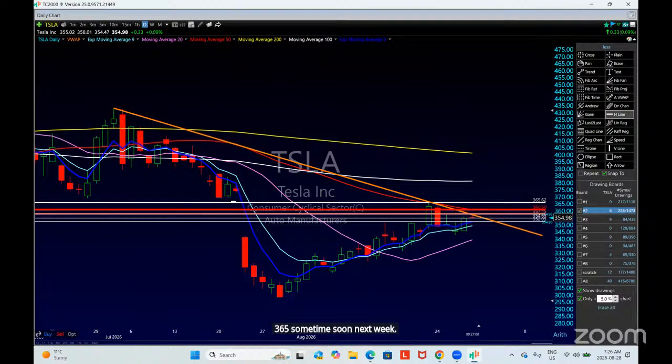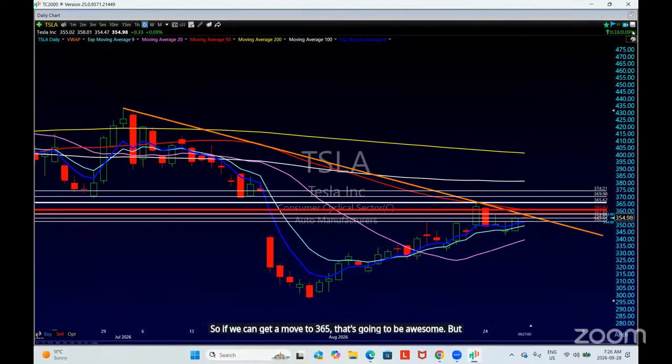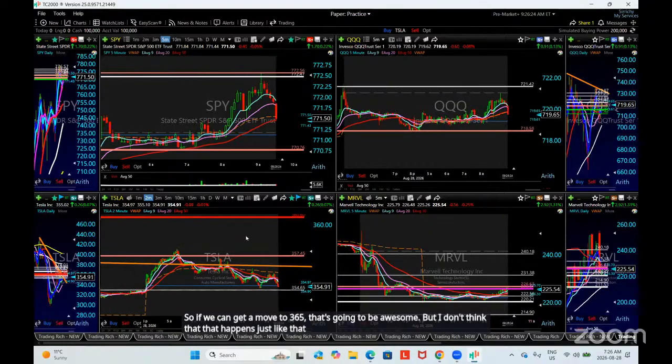And then here we have these gaps and things like that. So if we can get a move to 365, that's going to be awesome. But I don't think that happens just like that today. But we can get a nice move.